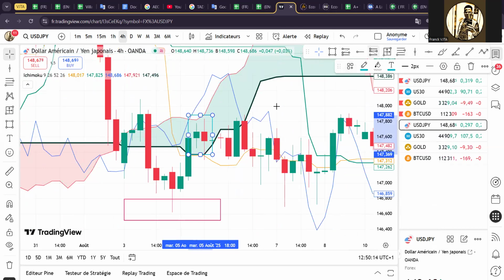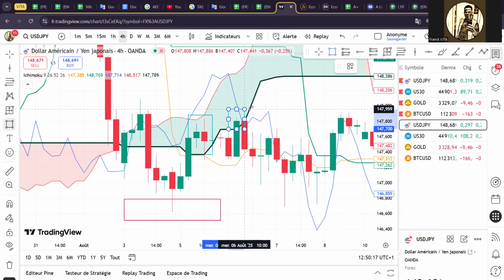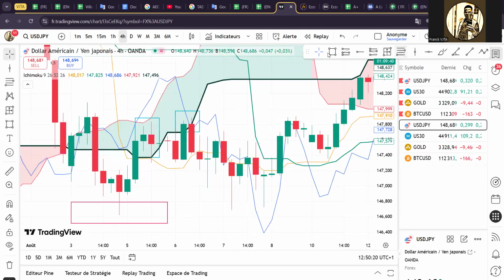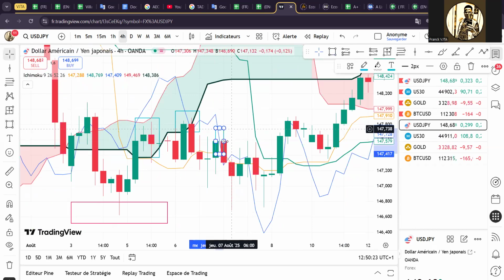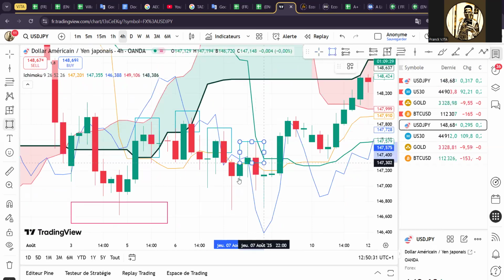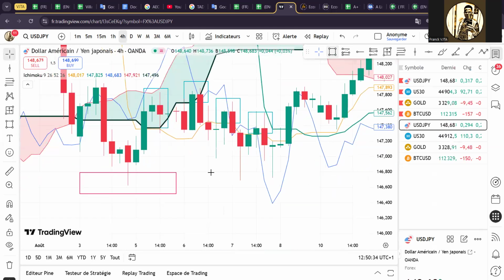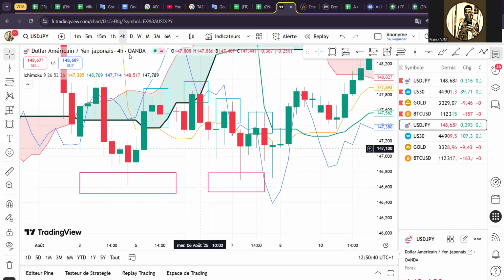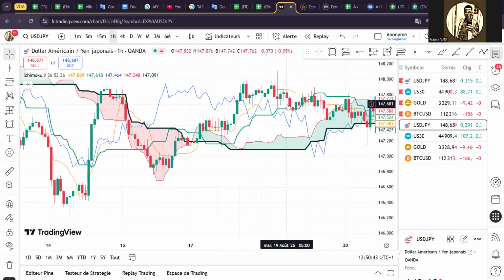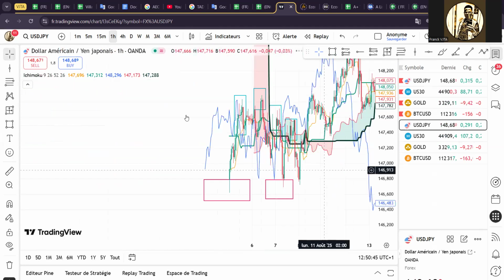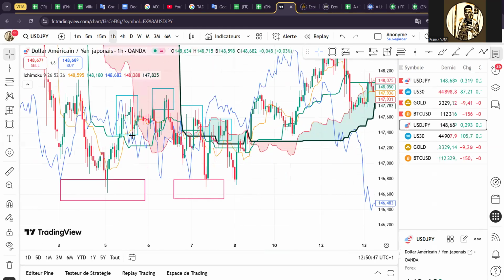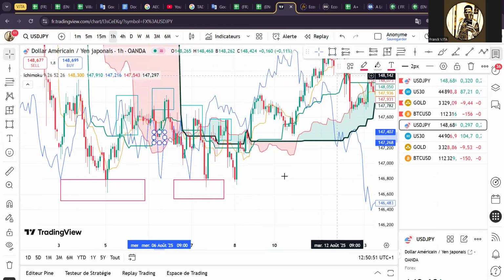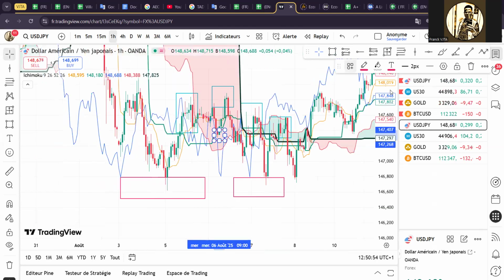We had another 4 hour here, inverted Kijun. And then we had this 4 hour Tenkan. And then we had this 4 hour Tenkan. And here the daily setup is also passing. But when you go on 1 hour, you see how dynamic it is, right? You have here a Kijun.